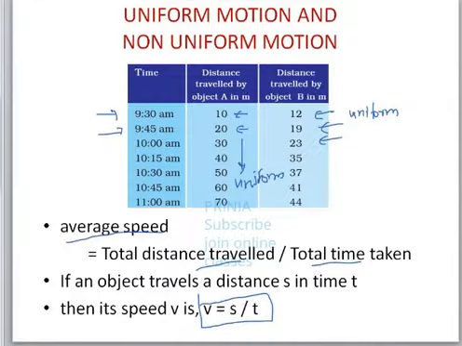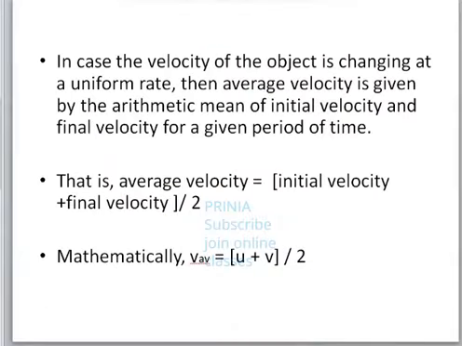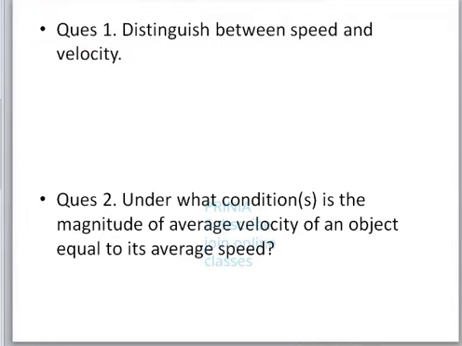Okay, next we'll see the velocity changes at the uniform rate. So that is the uniform velocity, which is given by the average velocity as equal to the initial velocity plus final velocity divided by 2. It is given by this formula: v average equal to u plus v divided by 2. Now we'll see some questions over here.